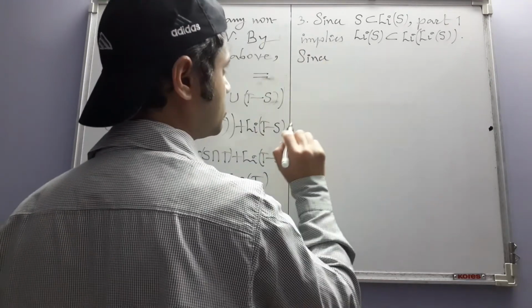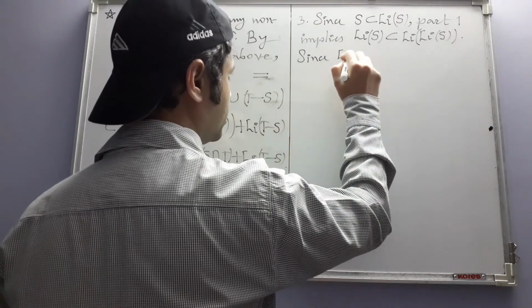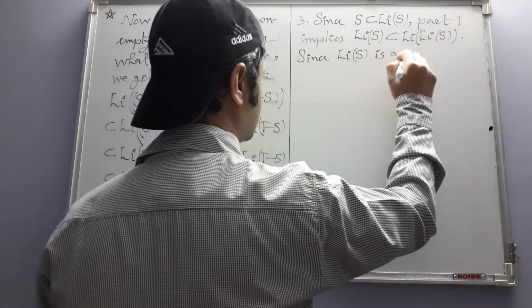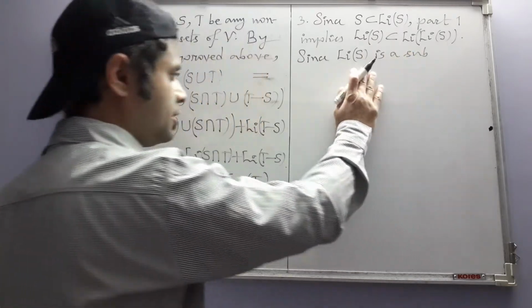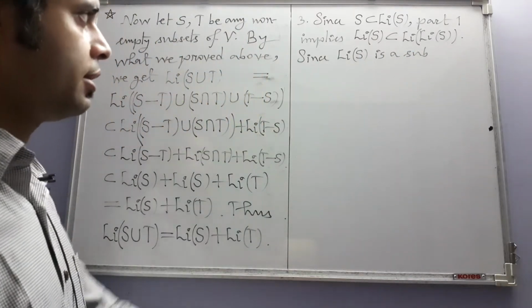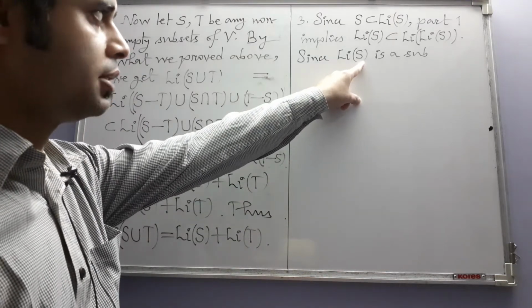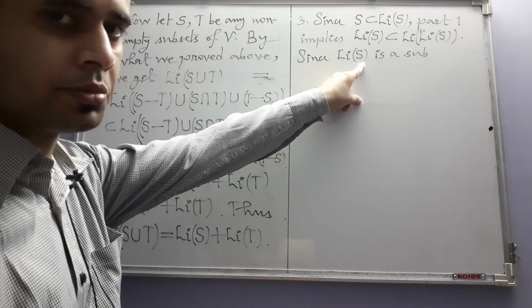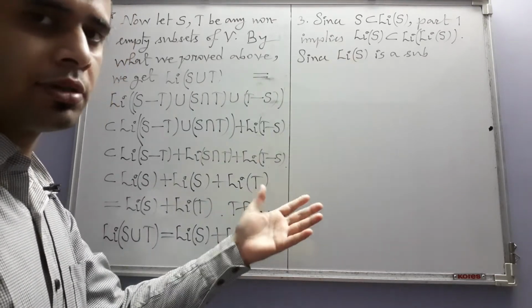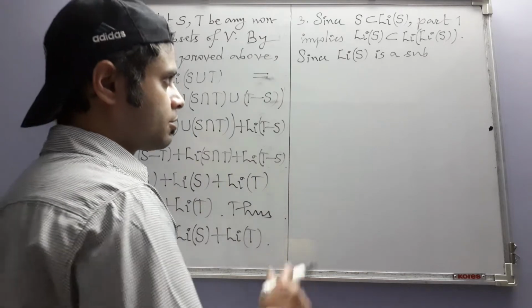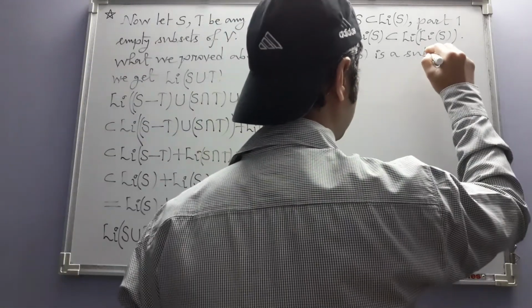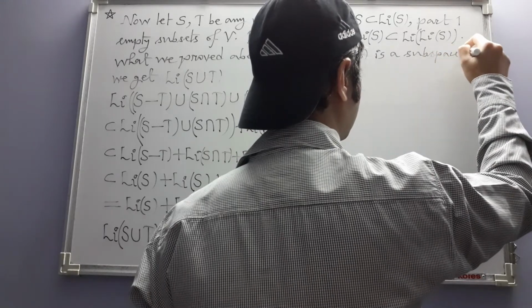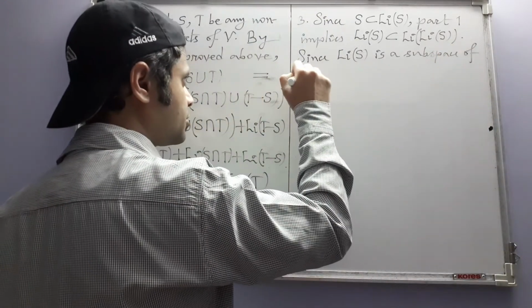Since the linear span of S is a subspace, we have already seen that this is a subspace. In fact, it's the zero space when S is empty and is nothing but our ordinary L of S when S is non-empty, and L of S we have already proved that it's a subspace. So that's why this is always a subspace of our vector space V.